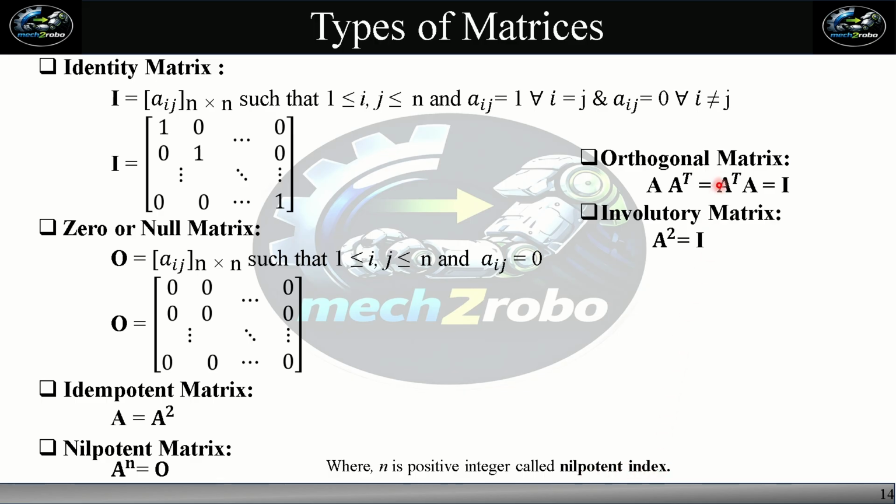After that, orthogonal matrix. Orthogonal matrix is that matrix in which the multiplication of the original matrix with its transpose is equal to identity matrix. Means A transpose A is equal to I. Then involutory matrix is that matrix in which the square of the given matrix is equal to the identity matrix.